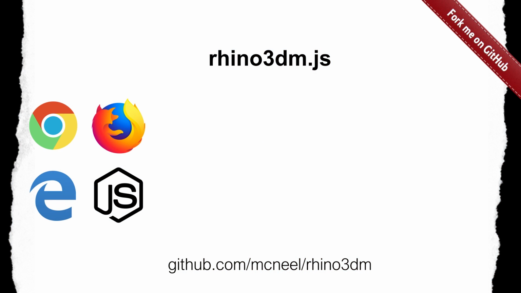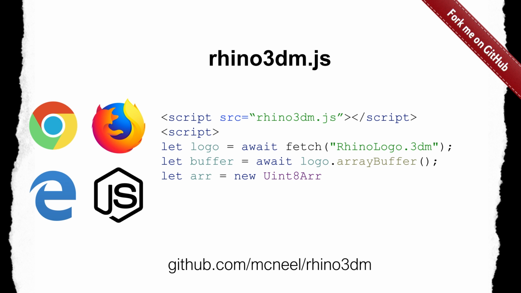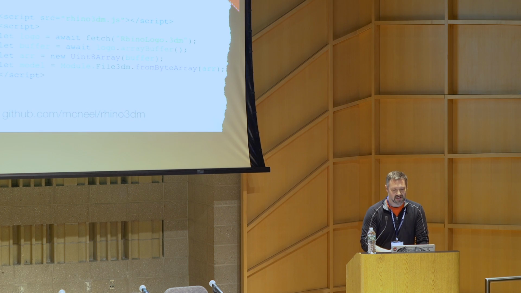We also cross-compiled OpenNURBS to WebAssembly. Here's the code to fetch a 3DM file from a URL on the web and load it into Rhino 3DM. I'll need this a little later for one of the samples that I'll show you. This runs in all major browsers and also on Node.js. I didn't add the code for this, but sometime in the last 12 hours, we got the ability to do npm install rhino3dm. What is it? Yeah, you got it. It's on NPM.